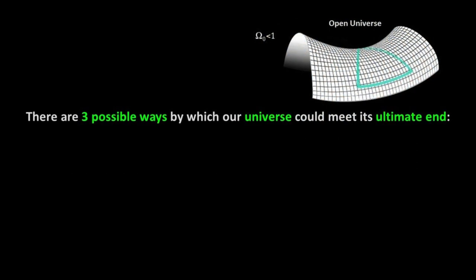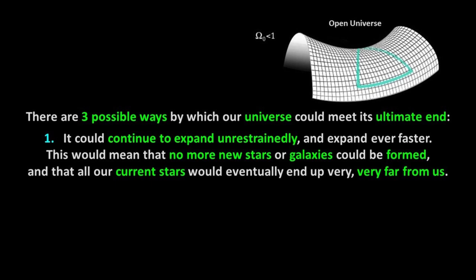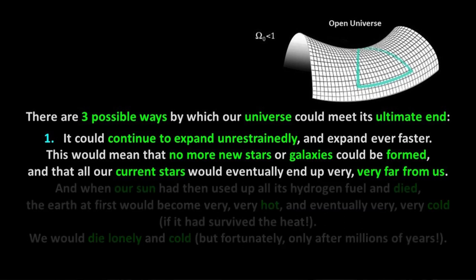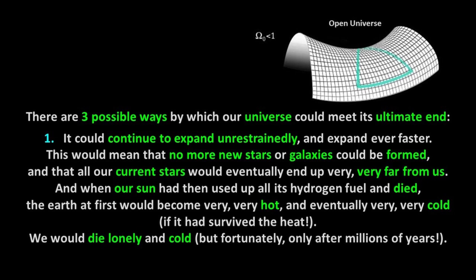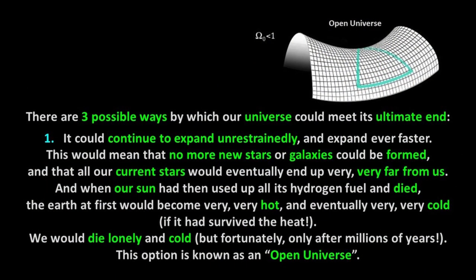There are three possible ways by which our universe could meet its ultimate end. Number one, the first possibility is it could continue to expand unrestrainedly and expand ever faster. This would mean that no more new stars or galaxies could be formed, and that all our current stars would eventually end up very, very far from us. That's just logical. And when our sun had then used up all its hydrogen fuel and died, the Earth at first would become very, very hot. It's going to become a red star and it's going to expand. It's going to swallow the orbit of the Earth and eventually very, very cold. Then it becomes a white dwarf. If it had survived the heat, we would die lonely and cold, but fortunately only after millions of years. You don't have to sleep badly about this, because you will be long dead when this happens. This option is known as an open universe.